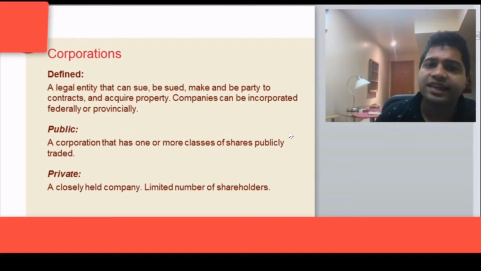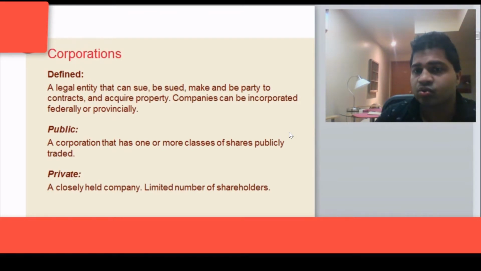A corporation is a legal entity that is separate and that can be sued, can be part of contracts, and can acquire property. Companies can be incorporated either federally or provincially. Most companies are incorporated provincially rather than federally. A corporation that has one or more classes of shares publicly traded is called a public corporation. A private corporation is a closely held company with a limited number of shareholders.